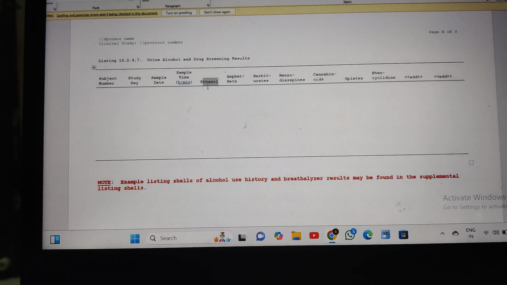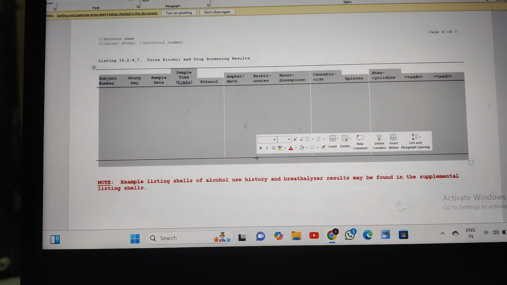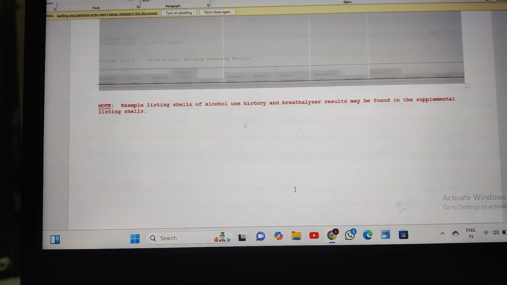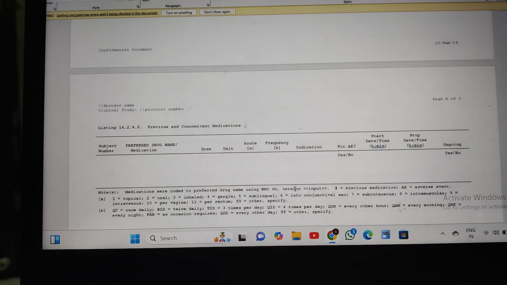So if you can see the urine alcohol and then drug screening results. Okay, so the subject and study day, sample, and then sample time, ethanol. Okay, so whether the subject drank alcohol, and then what is the percentage of ethanol. Okay, so ethanol, then amphetamine, methamphetamine, and then barbiturates. So there are a few chemical compounds, so they want to represent them study specifically. Okay, and based on that we can represent the data.